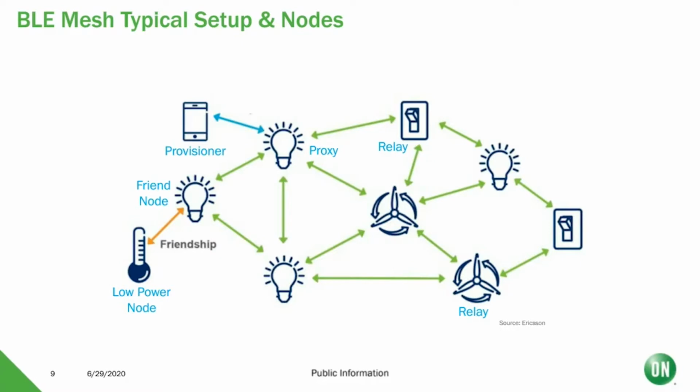Obviously, it's a battery-powered sensor, and it associates itself with a lighting fixture, for example. The lighting fixture becomes its friend node, and it measures temperature periodically, sends it to the light node, and whenever it wakes up, it also pings the friend node and asks if there are any messages that are destined to the low-power node. So a typical network is something that looks like this.